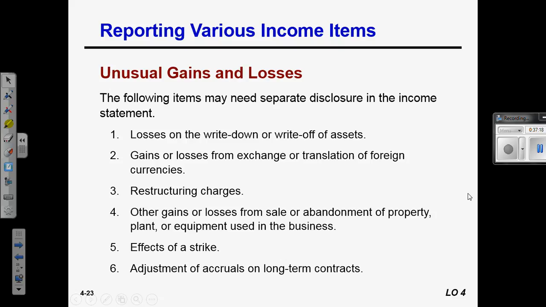All right. What are examples of unusual ones? Losses on write-downs or write-offs of assets. That's not an extraordinary item. Why not?